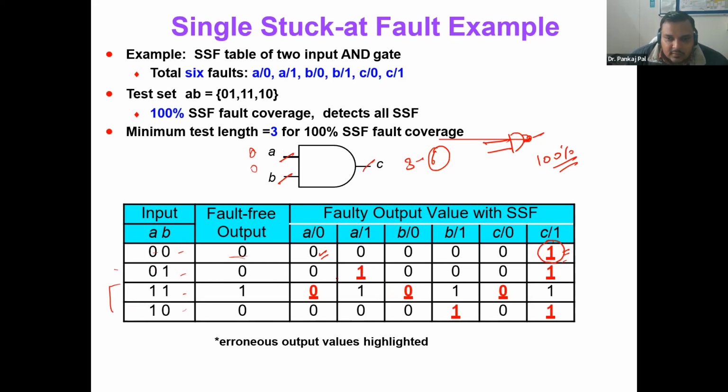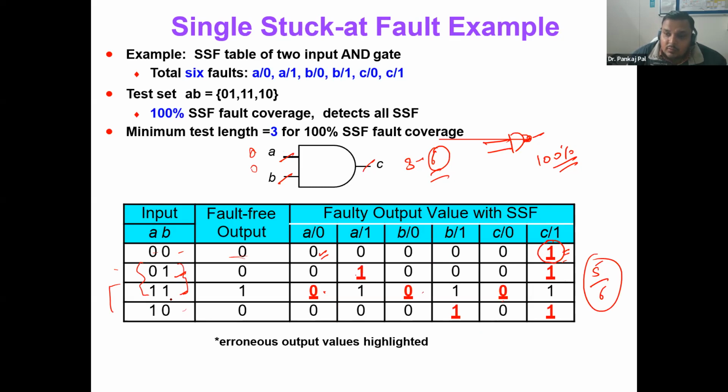Now you will see. If I'm choosing 0 1 and 1 1, you can see 1, 2, 3, 4, 5, a total of 5 faults I can cover. And how many total faults are there? Total faults will be 6. So 5 out of 6. So I will definitely prefer the 0 1 and 1 1 option for that.